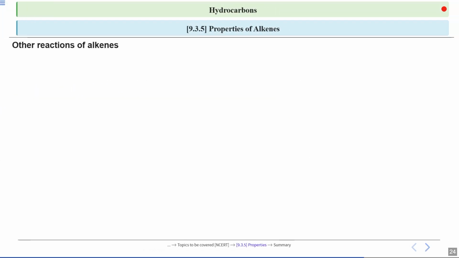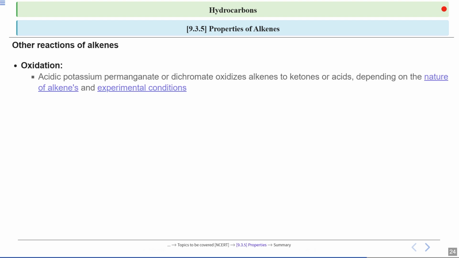Now, moving on further, in this oxidation reaction, next we have acidic potassium permanganate or dichromate. The great thing with acidic potassium permanganate or dichromate is that it oxidizes alkenes to ketones or even acids, depending on the nature of the alkene and the experimental conditions in which our reaction is taking place. Let's see how the alkene's structure is important for the end product.